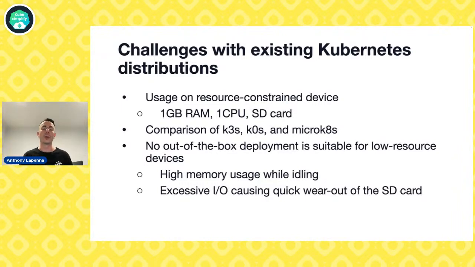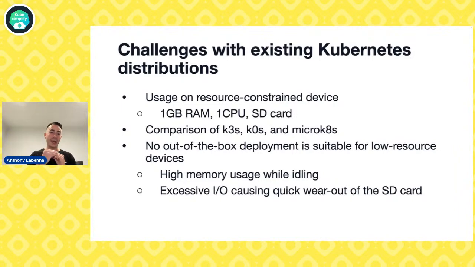And in our example, we went with a very resource-constrained device, something very small: 1 gig of RAM, 1 CPU, and the disk actually stored on the SD card. And then we tried to play with different distributions, such as K3s, K0s, and MicroK8s. Turns out that we didn't find any that is actually out-of-the-box suitable to run on these kind of devices. We faced two major problems when we started playing with these.